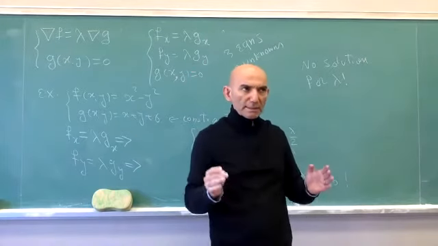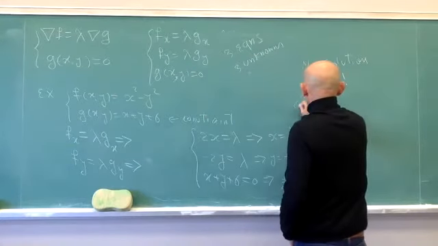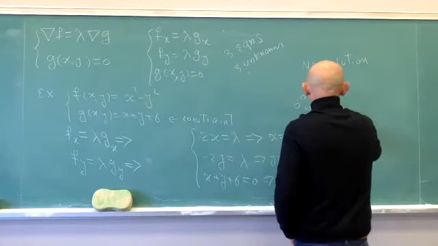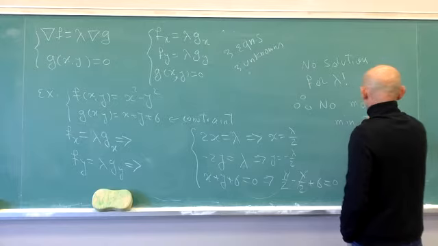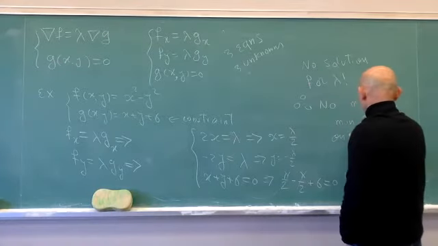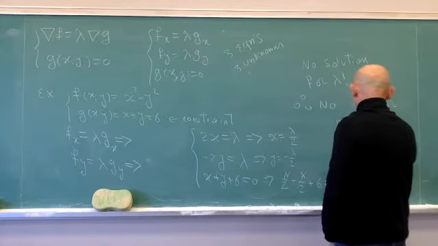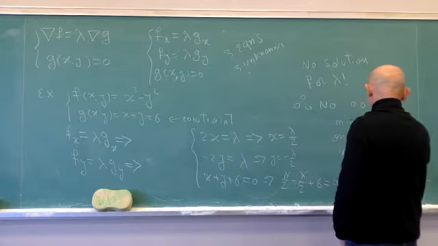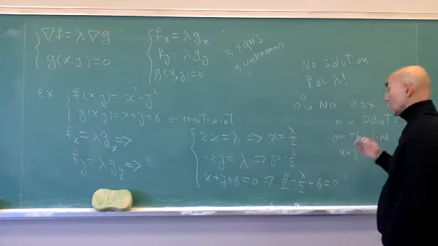So that's satisfied. So now there are no max or min points. That's very valuable to know: no max or min points on the line x plus y plus 6 equal to 0. If we didn't make any mistakes, that should be our conclusion.